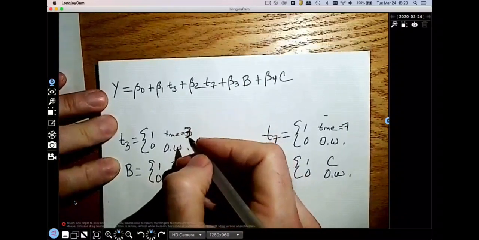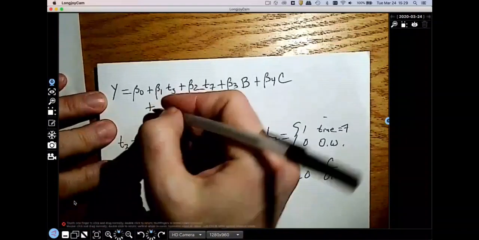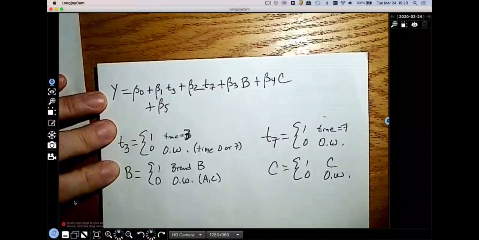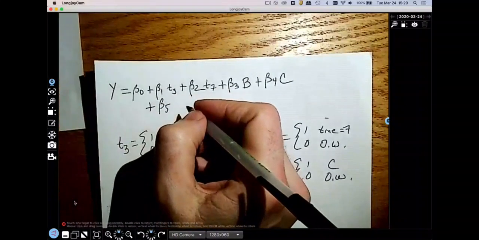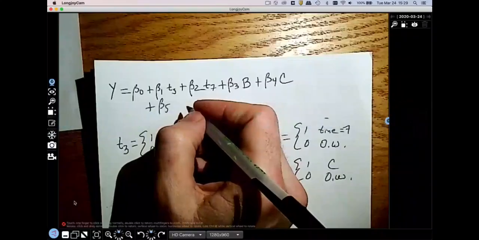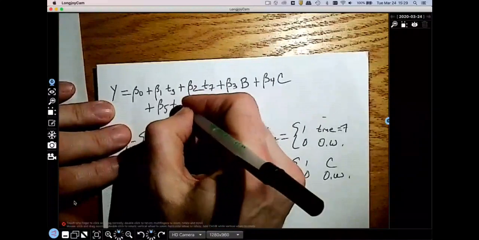Then we have a couple interaction terms. So the interaction terms I'll call beta 5. And so I'm just going to go look at my R for a second. This was time 3 brand B, so T3B.